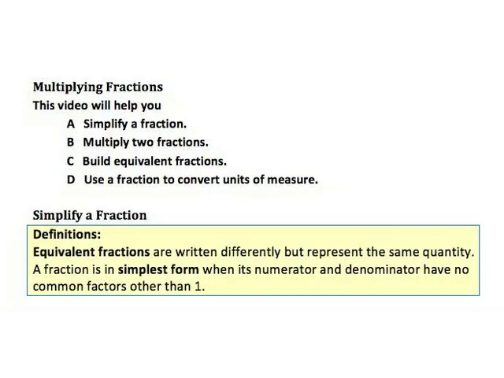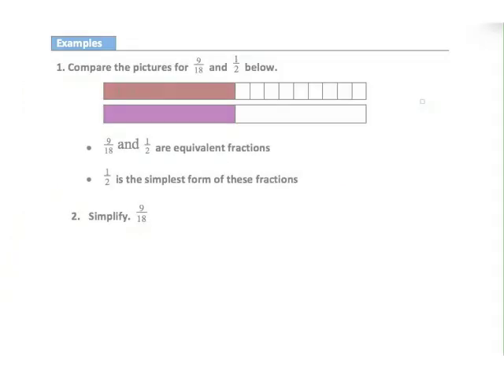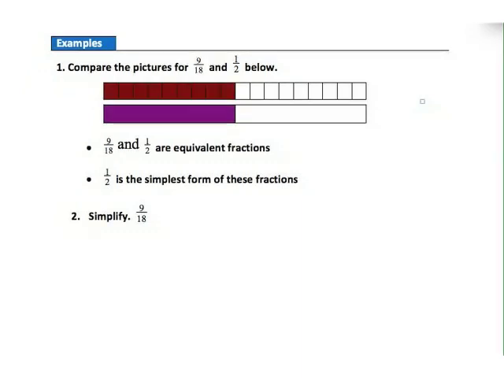Simplify a fraction. Let's start with some definitions. Equivalent fractions are written differently, but represent the same quantity. A fraction is in simplest form when its numerator and denominator have no common factors other than 1. Now let's take a look at some examples that will help us understand equivalent fractions and the simplest form of a fraction.